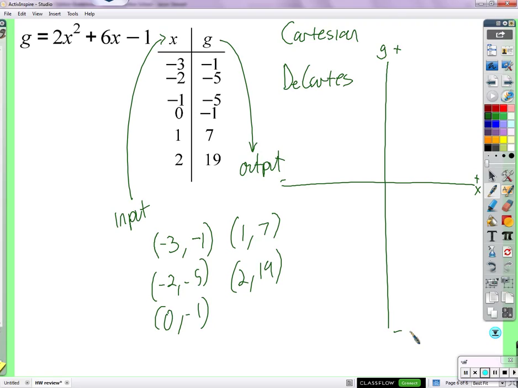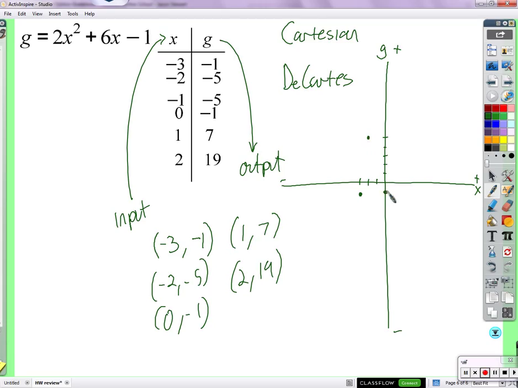And then we can plot some of these points, like -3, -1. Okay, so this is saying when I plug -3 into this function, I get -1 out of this function. How do I show that on the Cartesian coordinate plane, Alex? You would go left and down. Left 3, down 1, there is some data. There is information about this function that when -3 goes into the function, -1 comes out of the function.